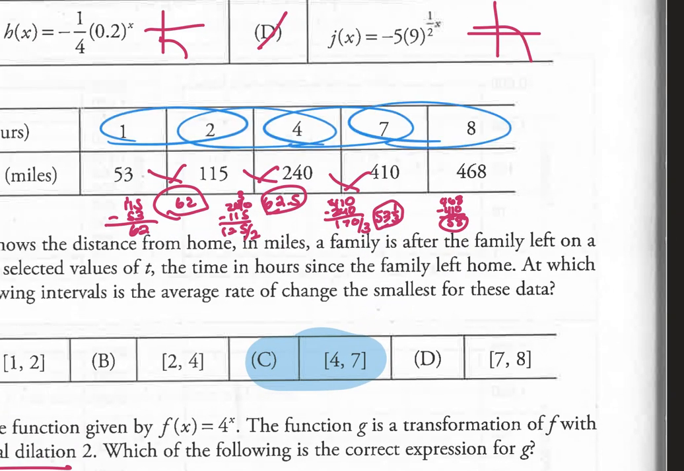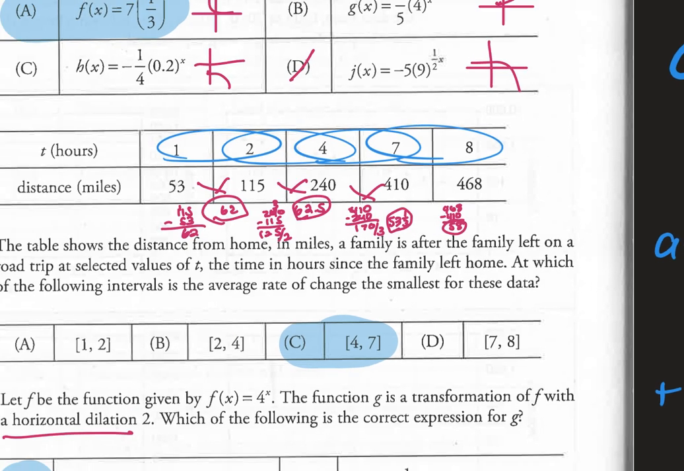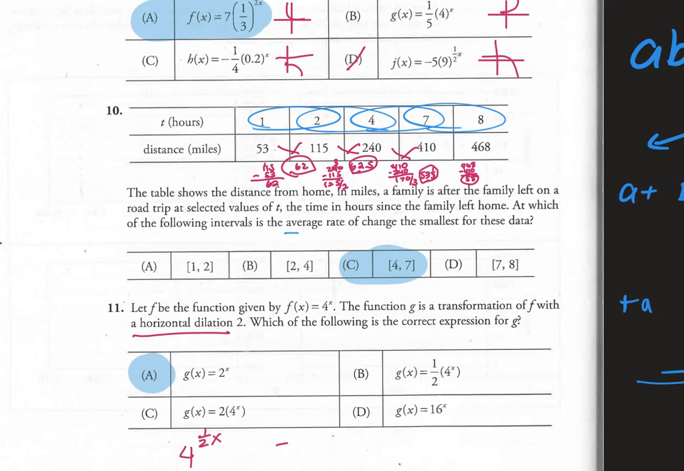So you can't just do it over 1, right? It was 115 minus 53 over 1, but then it was 240 minus 115 over 2, 410 minus 240 over 3, and 468 minus 410 over 1. And then you had to compare them and see which one had the smallest average rate of change.